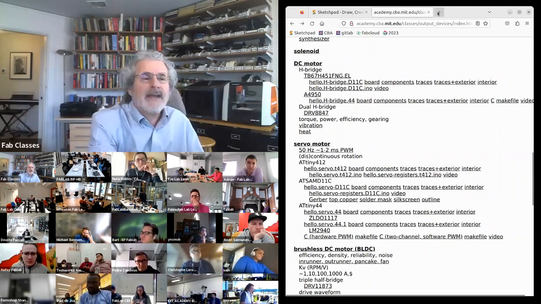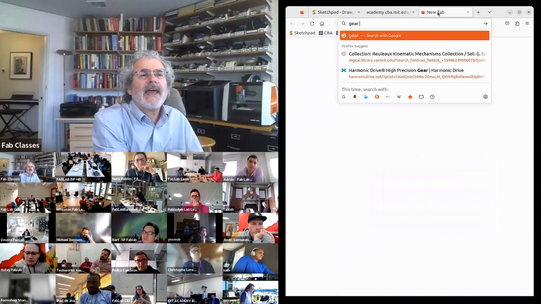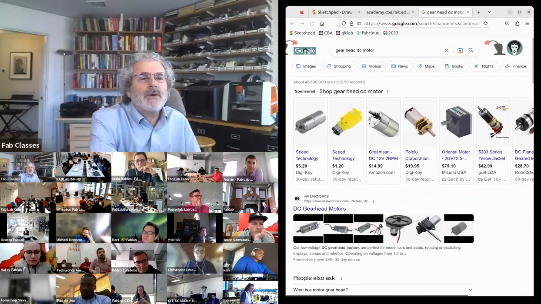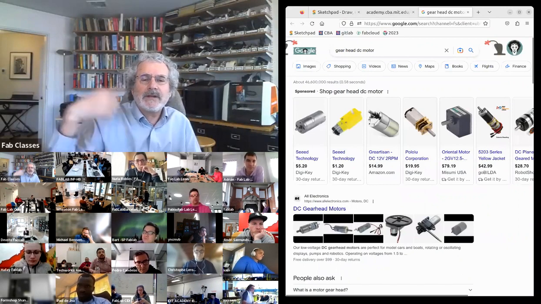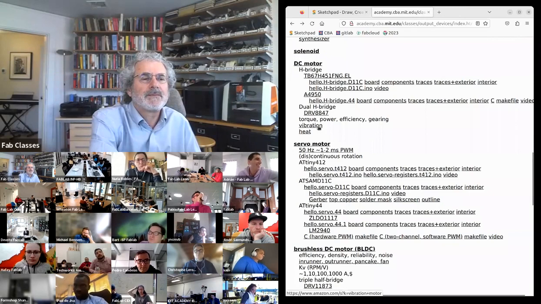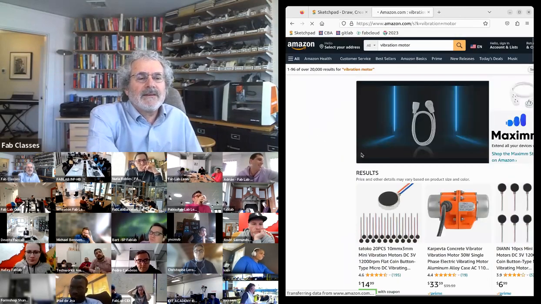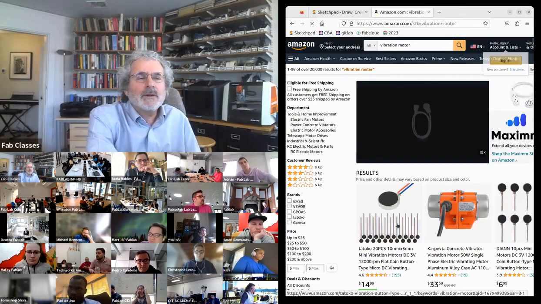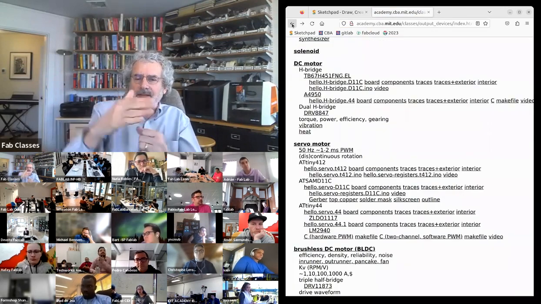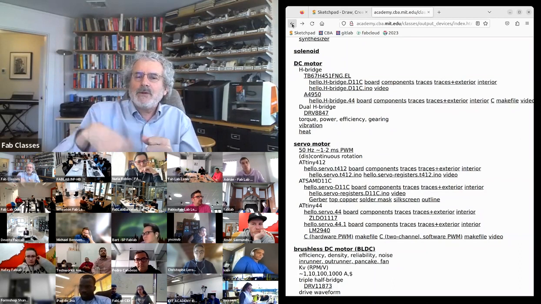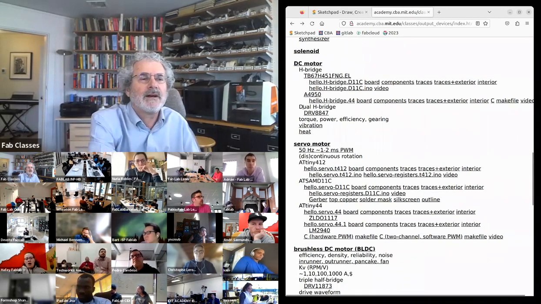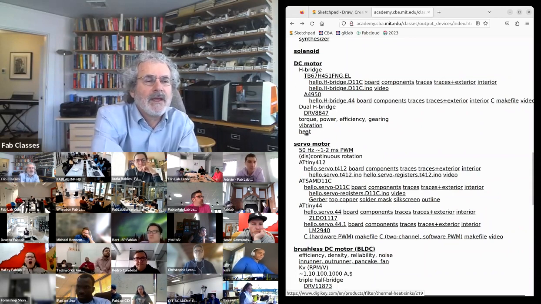And so you can get a gear head DC motor. It is a DC motor that has gearing built into it. So the motor can spin fast, but you can drive the load more slowly. And then you can get these cute little motors that are DC motors, but they have a rotor that's unbalanced. And so when you spin them, it vibrates. And that's how you, for example, feel your phone vibrating.